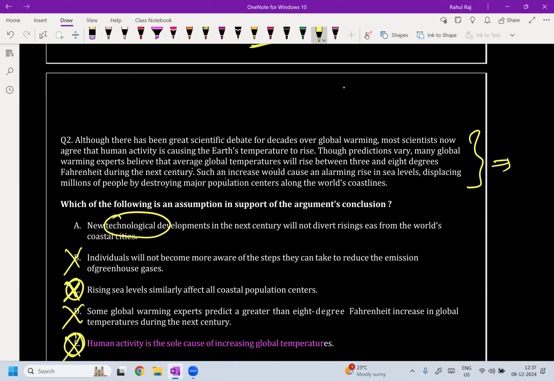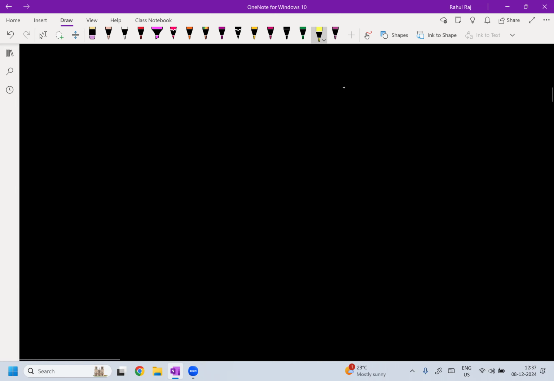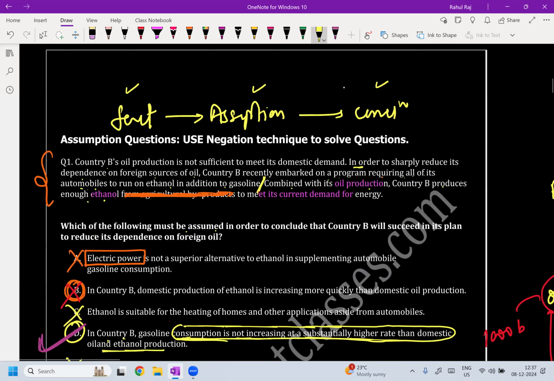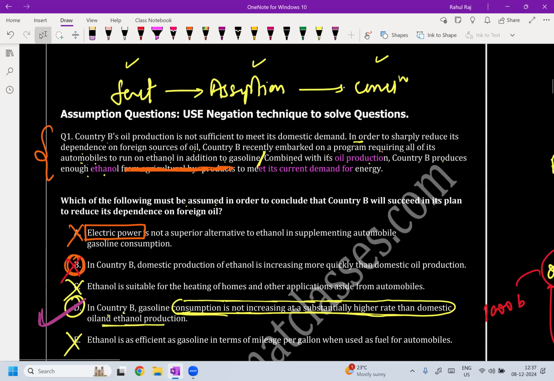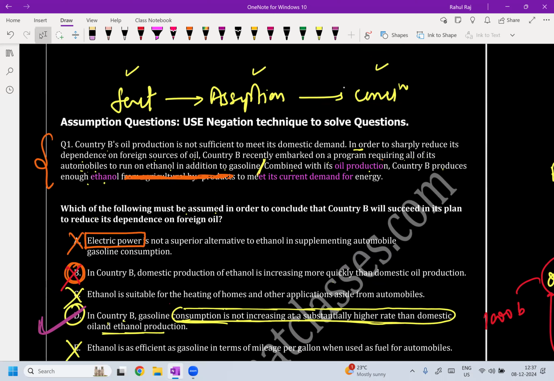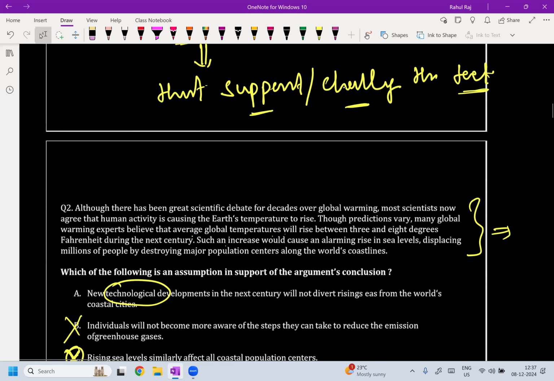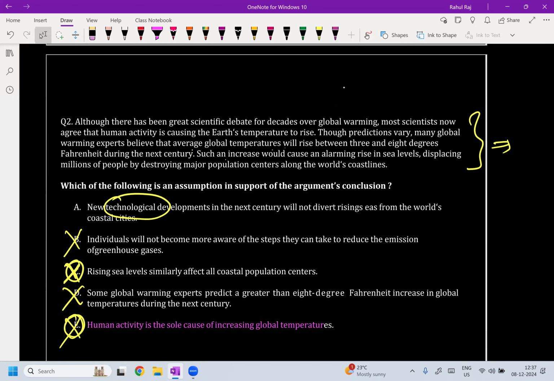Because in question number one, we rejected option number one because electric power was there. Electric power is not superior. I'm giving you a lot of hints time and again. Option number one says new technological development, which is not discussed in the passage. Why can't I say this is an out of scope answer? Tell me. Can't I say this is an out of scope answer?